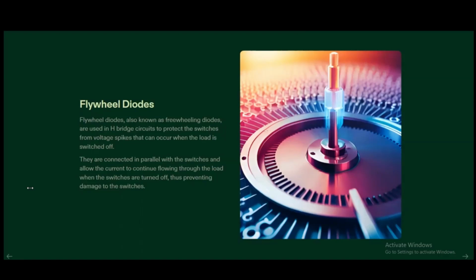Now let me explain in simple words. These diodes are mostly used with relays because they have high inductance. When the load is turned off, a voltage is generated in the opposite direction, or in the opposite polarity.